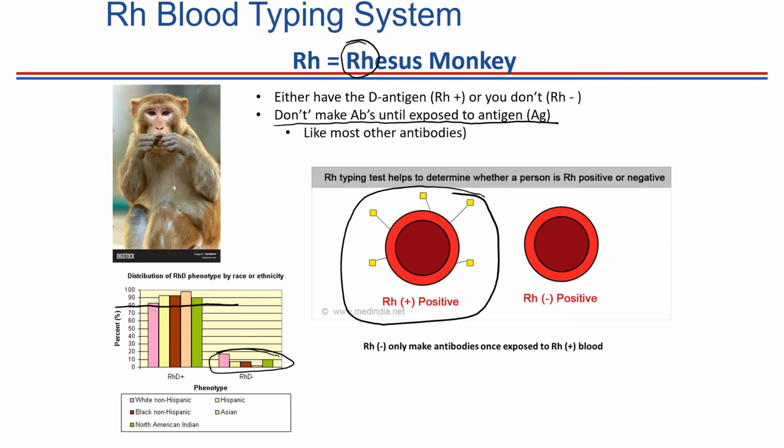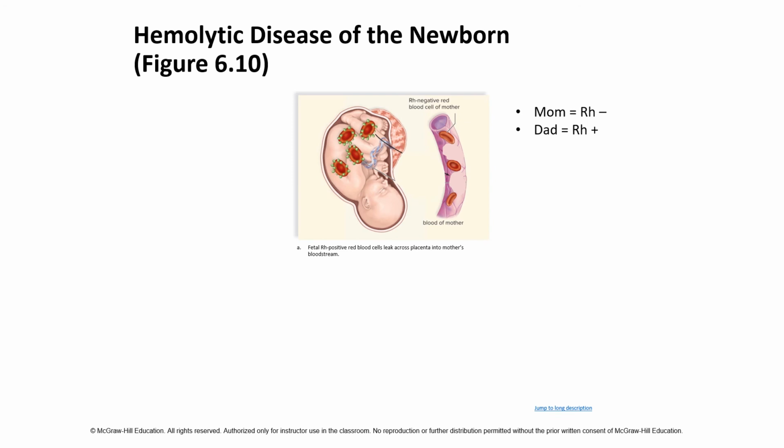And why is that so bad? Well, there's a condition called hemolytic disease of the newborn. And this occurs when mom is negative and dad is positive. It has to be this specific combination of mom being negative and dad being positive. Well, guess what?